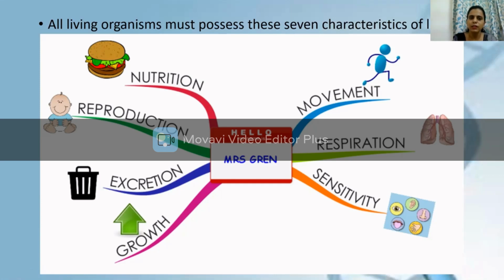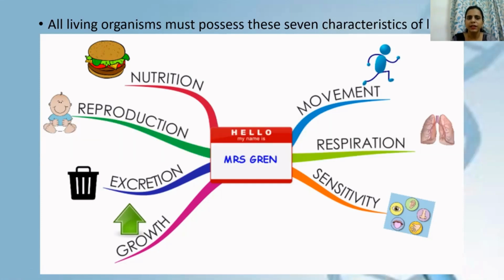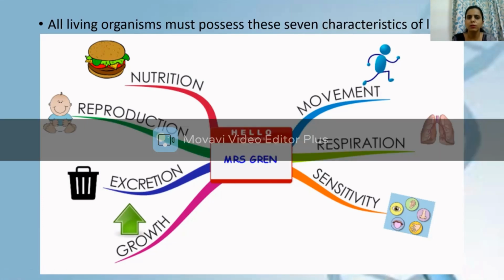The meaning of universal is they are present in all the living organisms present on this earth, whether they are plant, animal, fungus, or any other group they belong to, whether they are unicellular or multicellular. These 7 characteristics of life you will find in each and every living organism present on this earth. Okay.